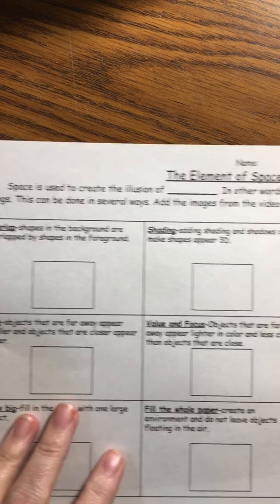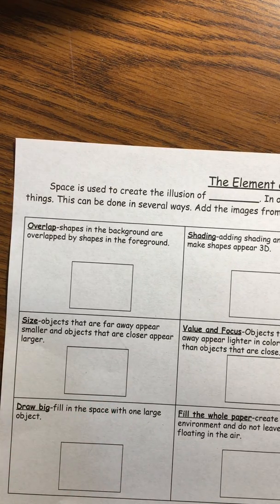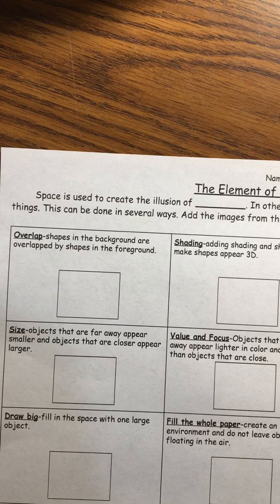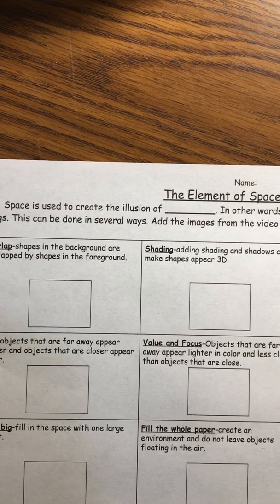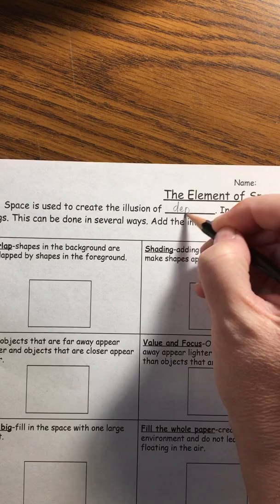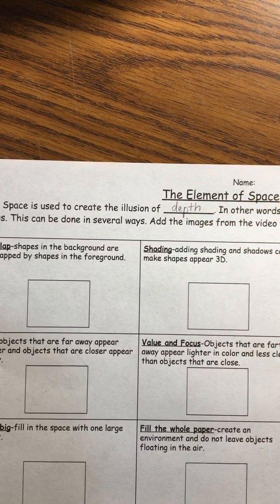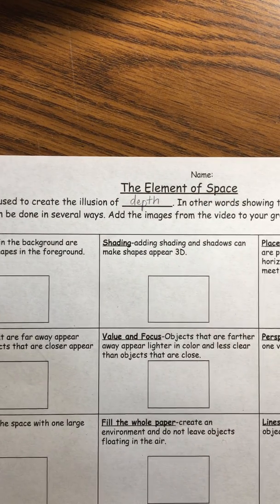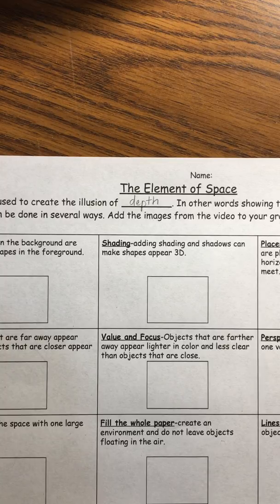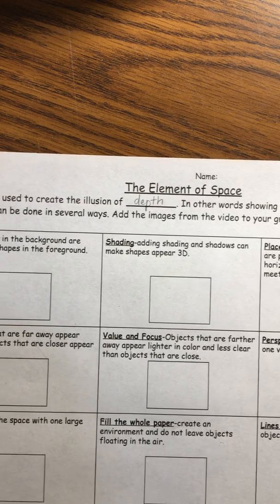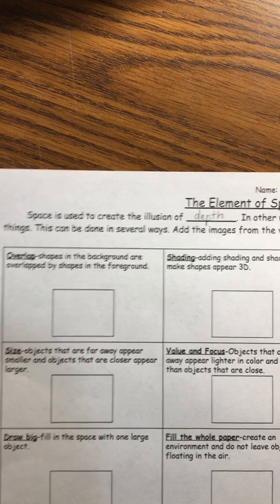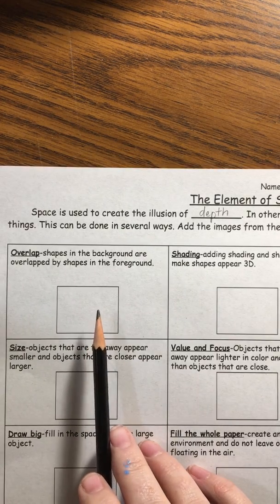You guys should have this paper, and you're going to follow along with me as we fill it in. So at the top it says, space is used to create the illusion of depth. D-E-P-T-H, depth. In other words, showing the distance between and around things. This can be done in several ways, and I want you to add the images as we go through some of these different ways. So let's first look at overlap.